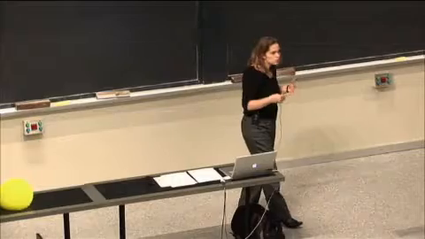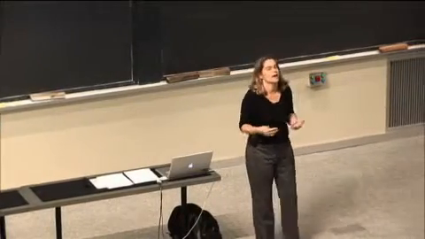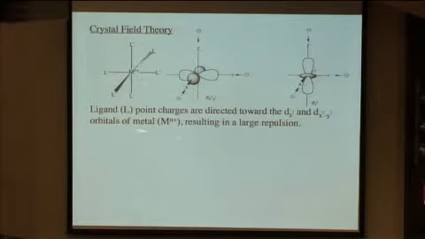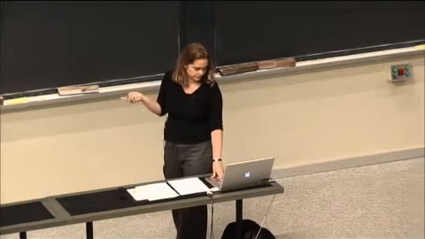So let's look at each one of these orbitals now in detail and think about how a ligand that's pointing directly toward it is going to be affected. So we have the ligands L as these point charges directed toward the dz squared and the dx squared minus y squared orbitals, and these would result in quite a bit of repulsion. So if you had a ligand right up here along z, that would be a very close interaction. In this case, you're going to have ligands along x and y, again pointing directly toward the orbitals. That would be quite repulsive.